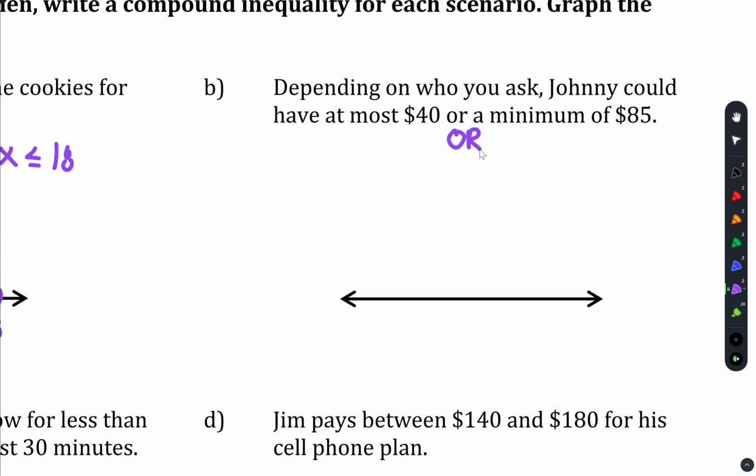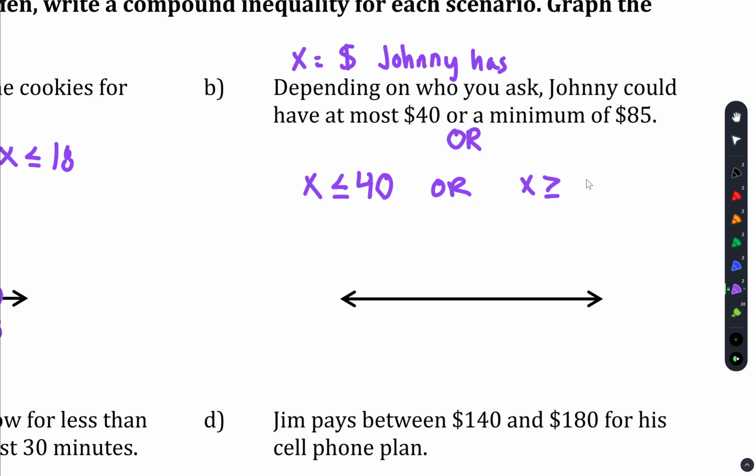So it says Johnny could have at most $40. Let's say X is Johnny's money. How would I write that Johnny has at most $40? X is less than or equal to 40. I put the word or in the middle. How do I say he has a minimum of 85? Perfect. So that's my compound inequality for or.